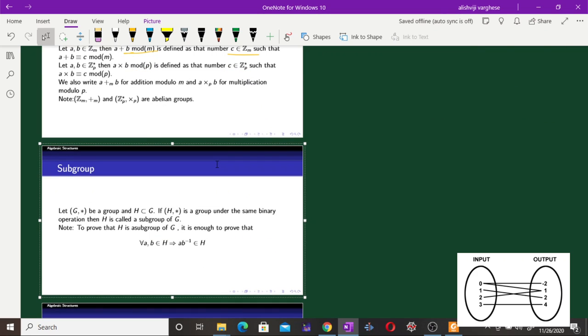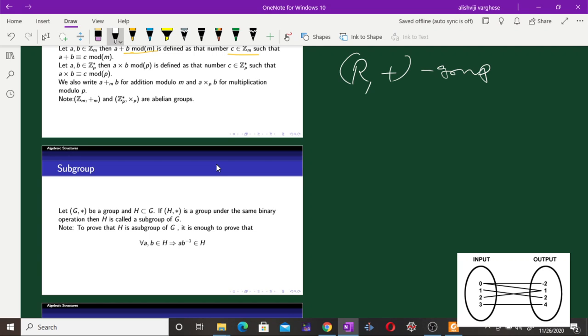Then we have the concept of subgroup. Just go through the definition. If G is a group and H is a subset of G, and star is the operator defined on G, then if H with star is a group under the same binary operation, it is called a subgroup of G. So if you consider the set of all real numbers together with addition, then it is a group.